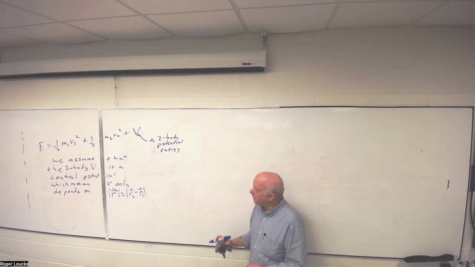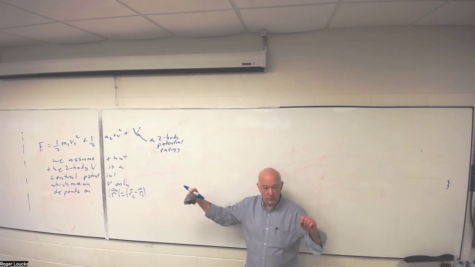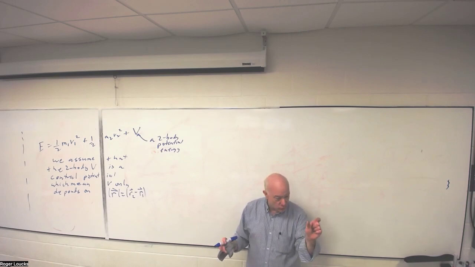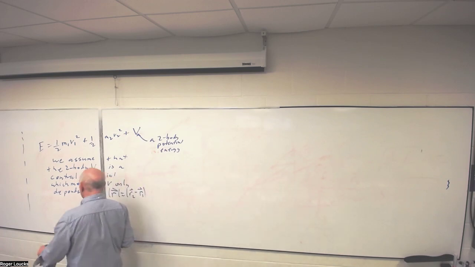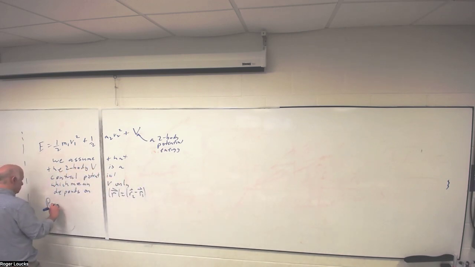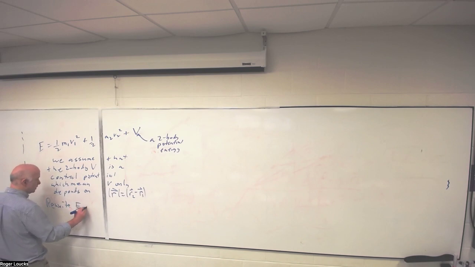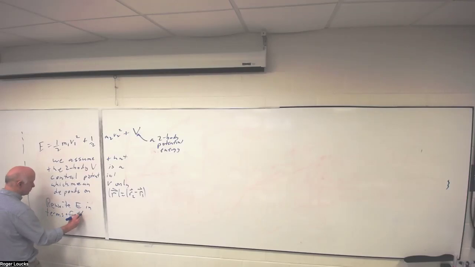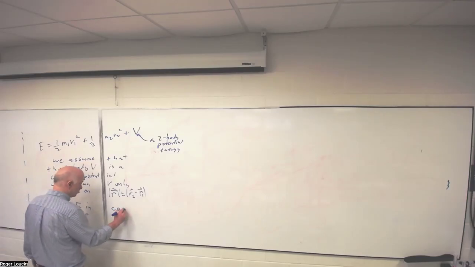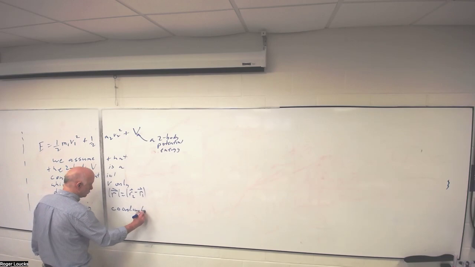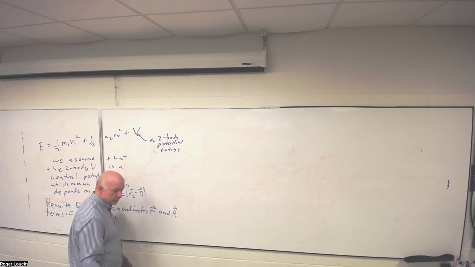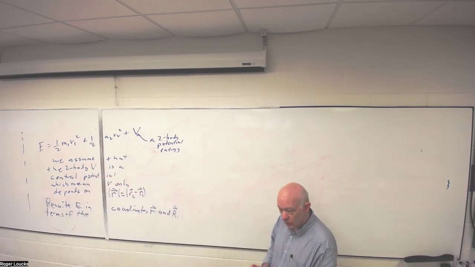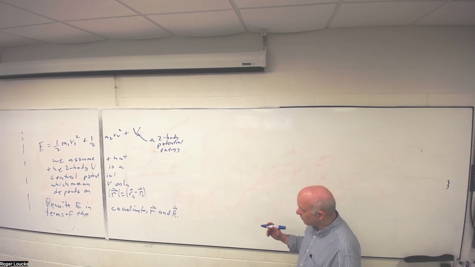Okay, so what we're going to do is rewrite that expression in terms of the velocity of the relative coordinate and the velocity of the center of mass. So we're going to rewrite this expression in terms of the coordinates R and big R. Let's do that.